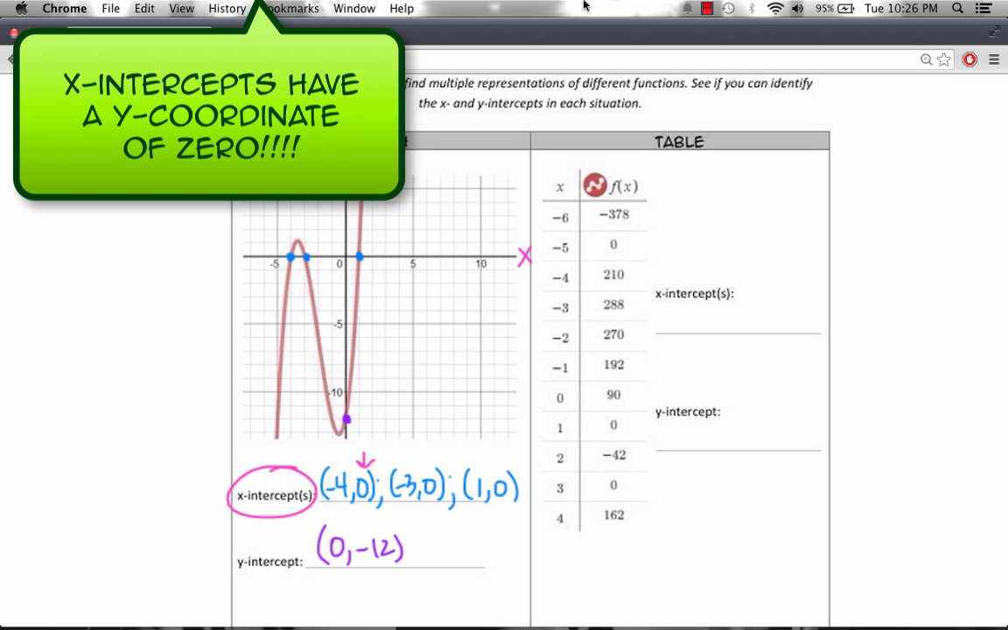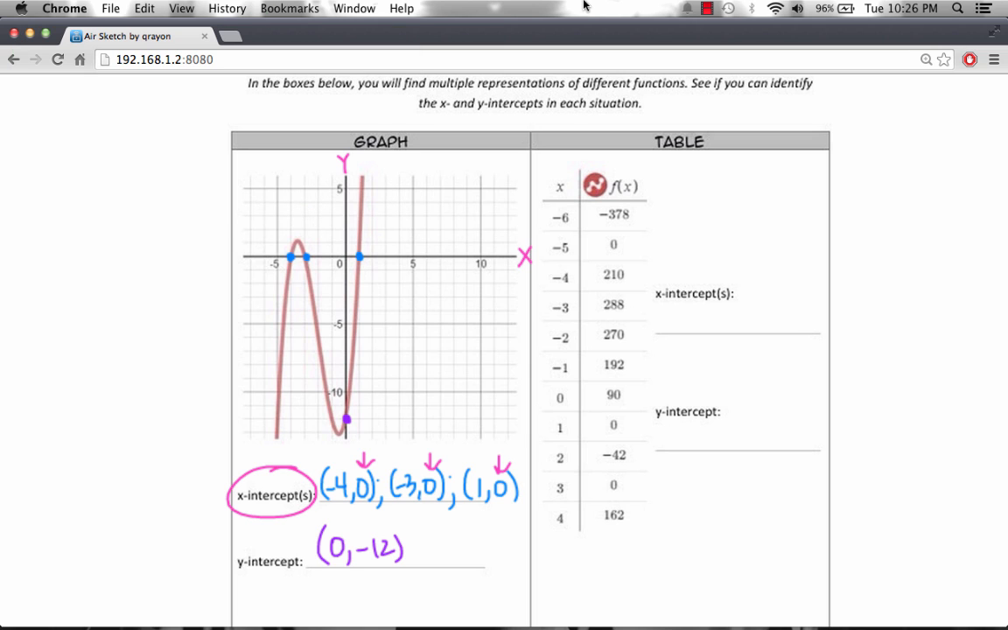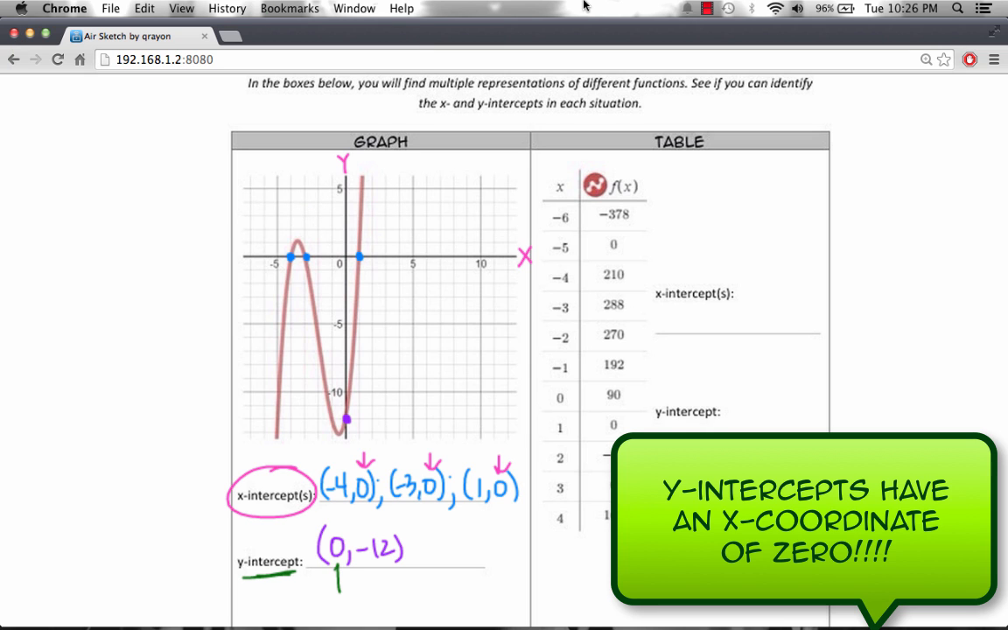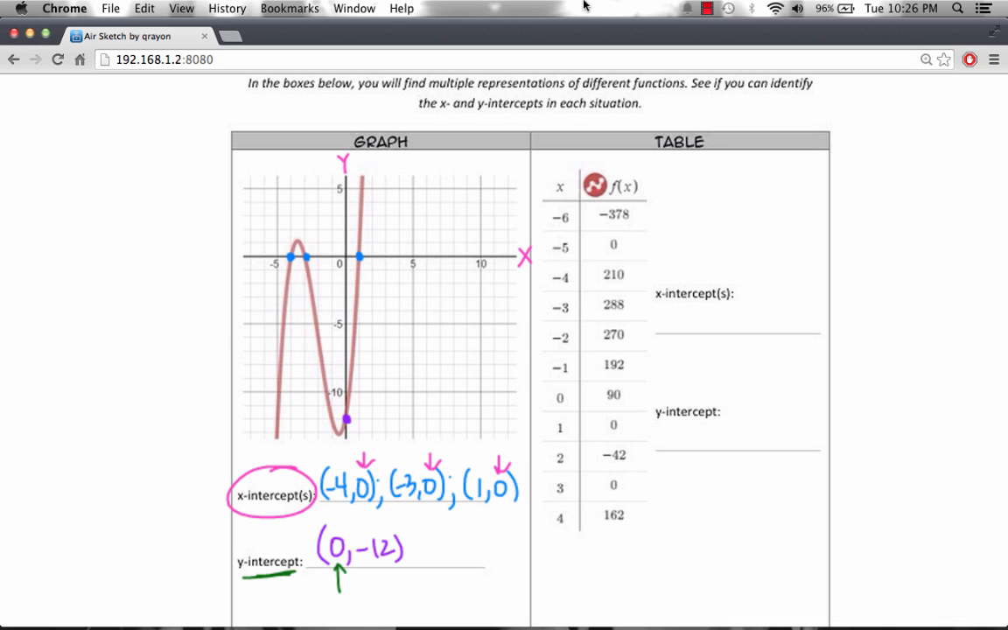Now here are some interesting things about x-intercepts. X-intercepts are when y is equal to 0. For y-intercepts, we're looking for when x is equal to 0. That's actually going to help us with our table. We want to focus on where the y value is equal to 0. So we have a point right here. We have another point right here. And we have a third point right here. These three coordinates are going to be your x-intercepts.